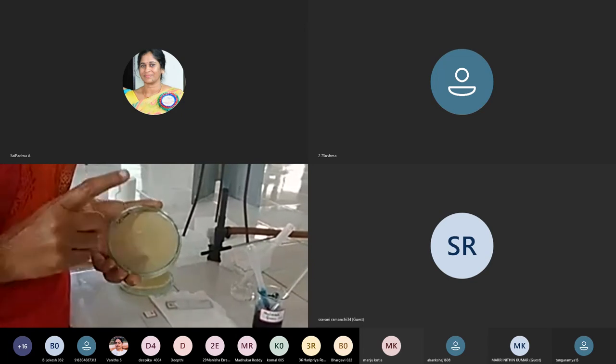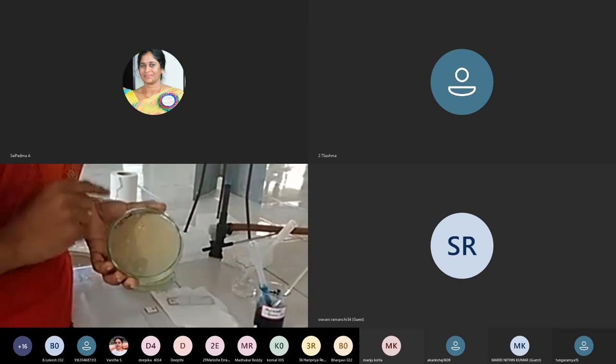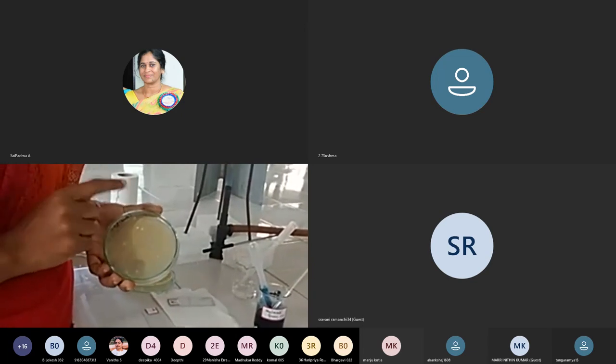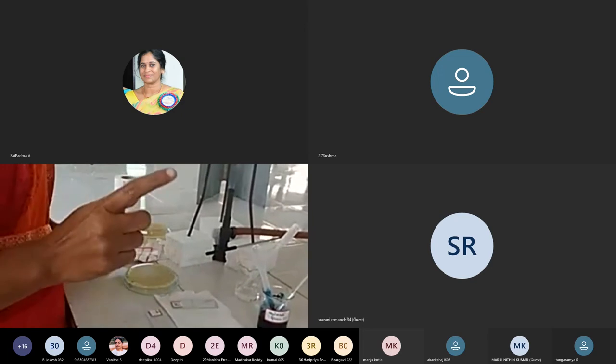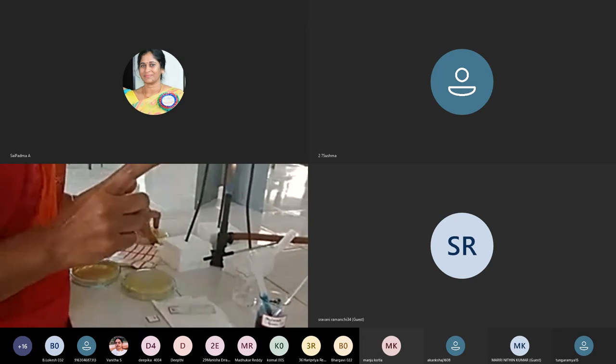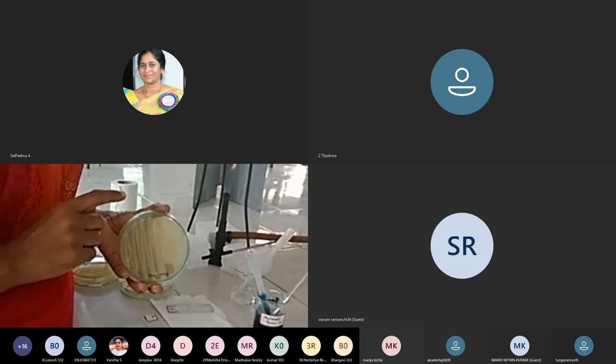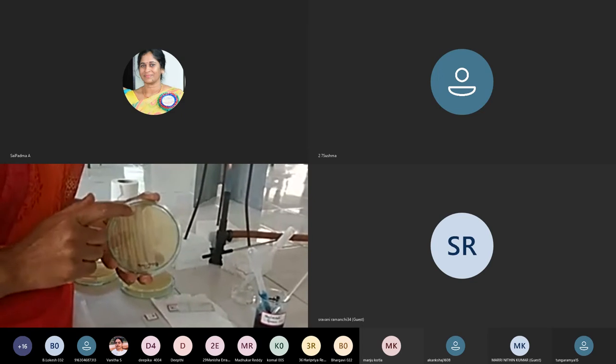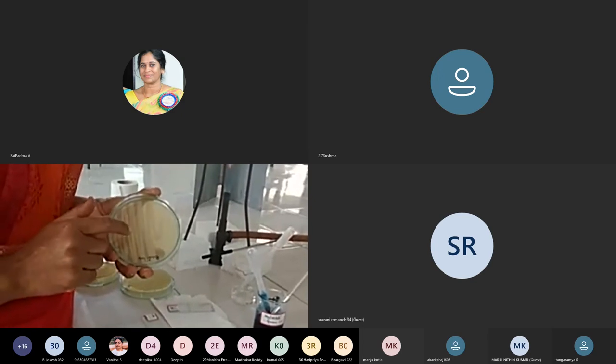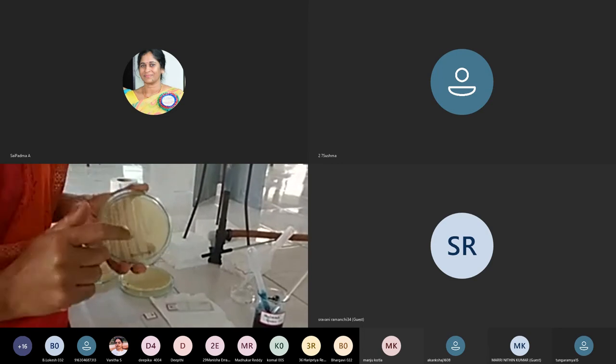And for spore staining, we cannot use E. coli as well as the staph because they cannot form the spore. So we have to go with the organism which can produce the spores. So we have taken another culture, which is the bacillus. So this bacillus genera as well as clostridium are the important organisms which can produce the endospores.